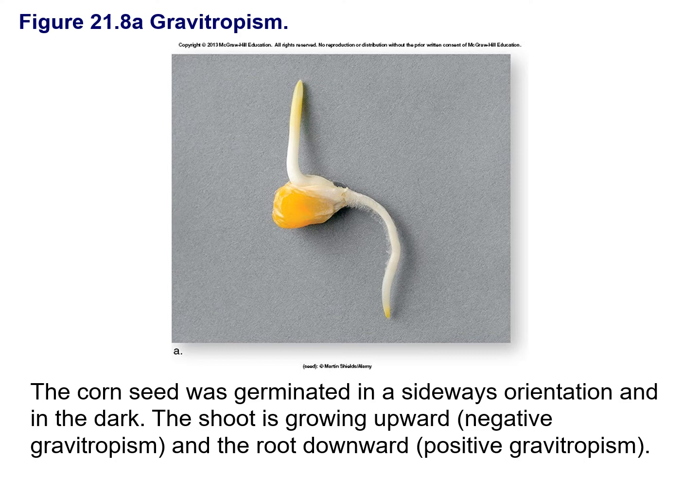So this is an example of the shoot growing up being negative tropism because it's growing away from gravity. That's an important thing to understand. So that would mean away. Whereas the root growing down towards gravity, that's towards, so that ends up being positive tropism. Make sure you understand the differences between the two.